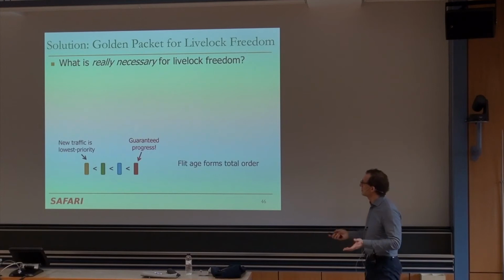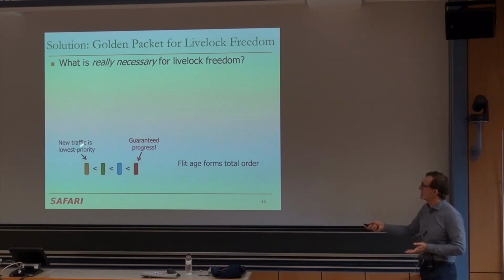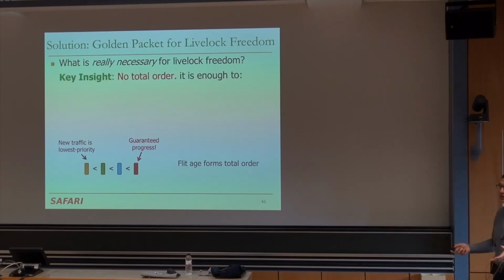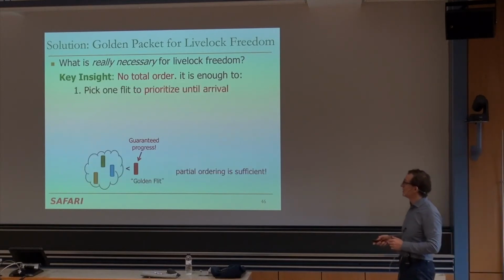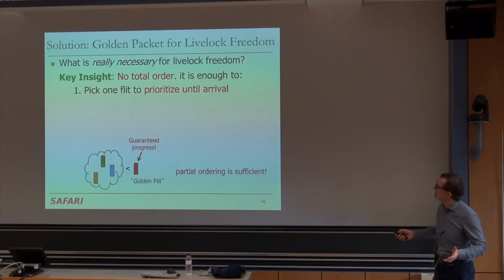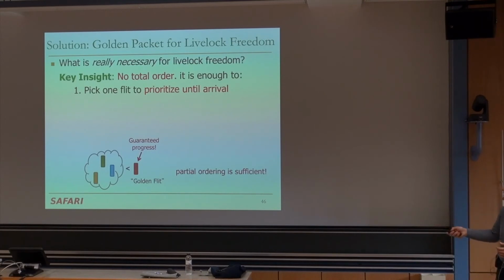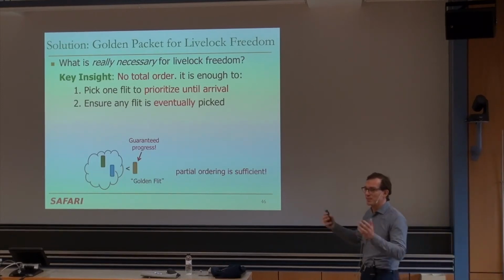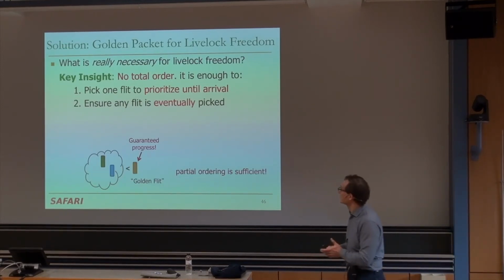And the answer is no, you don't need that total order. In this case, if you look at what we've done before, all age-based priorities lead to total order. And there's no need for total order if you care about livelock freedom at low cost. Basically, all you need to guarantee is to pick one flit and prioritize it until it arrives at its destination and ensure any flit is eventually picked. Let's call that the golden flit.